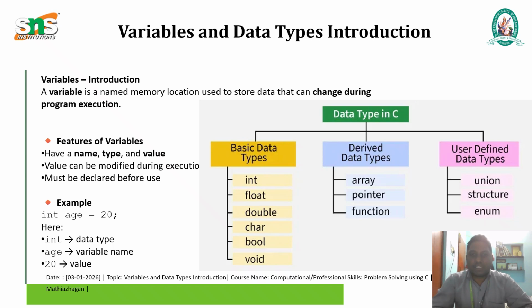Data types in C are of three kinds: basic data types, derived data types, and user-defined data types. The basic data types are int, float, double, character, boolean, and void. The derived data types are array, pointer, and functions. The user-defined data types are union, structure, and enum. This is the introduction to variables and data types.